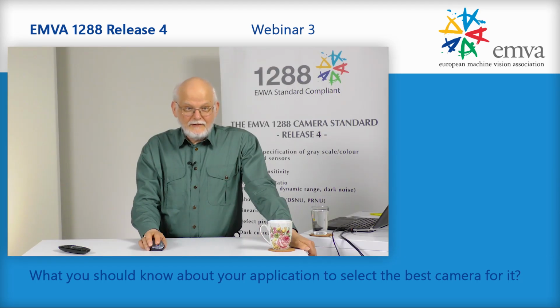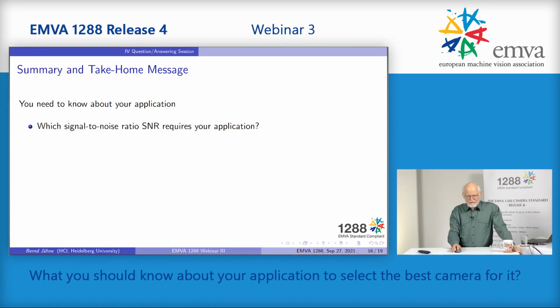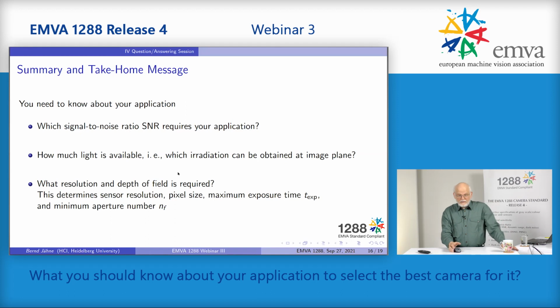Well, let me just sum up again what we have learned today. You need to know about the application which signal-to-noise ratio your application requires, how much light is available, that means which irradiation can be obtained, and also what the resolution and the depth of field of your application are, because this determines the sensor resolution, pixel size, maximum exposure time, minimum aperture number, and all these parameters depend on each other.